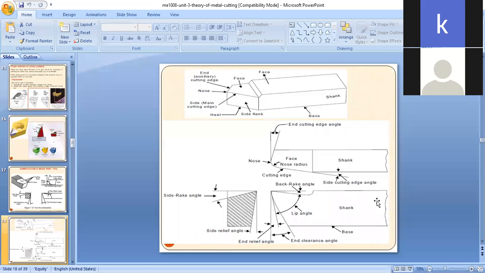We'll try to do the measurement of cutting angles in the metrology lab, and we have the particular base also, and we have the particular lip angle as the included angle, and the side relief angle. Whenever we come to the side rake angle, we have the side relief angle, and here along with the back rake angle, the end relief angle and clearance angle. So that is the particular thing we have.